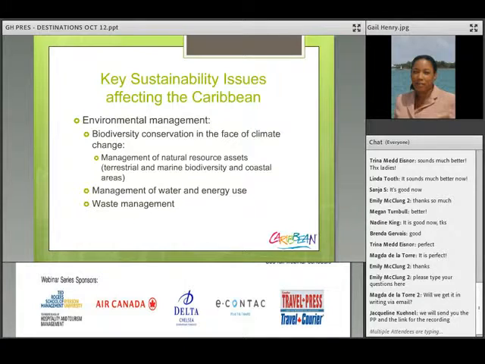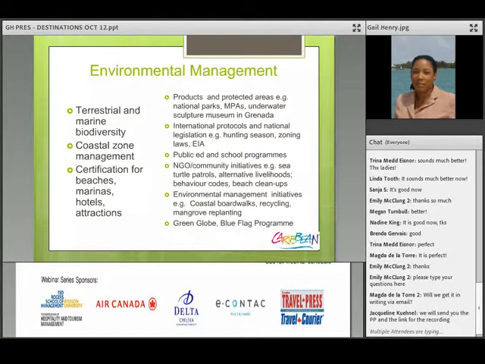The management of waste is another key issue, and this could be solid waste as well as wastewater management. There are several agencies within the region undertaking pilot projects and other initiatives in this area within the tourism sector and in general for the Caribbean populations. This is expected to become an increasing challenge with population growth and increased demand for waste management, especially during our peak winter season, where we have a dramatic increase in visitor arrivals in most of our destinations. So these are very important issues that are being addressed and will be increasingly addressed in the region.